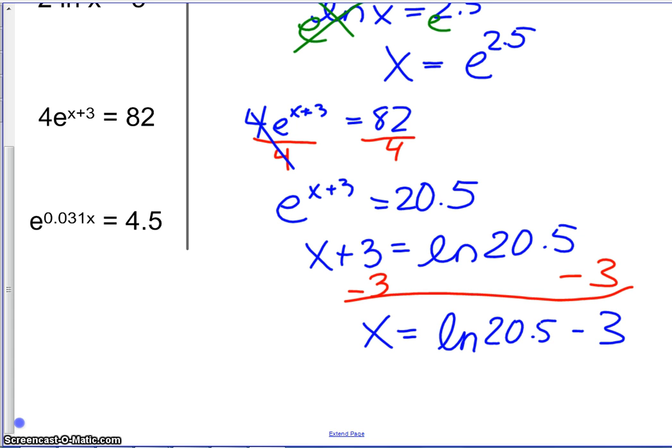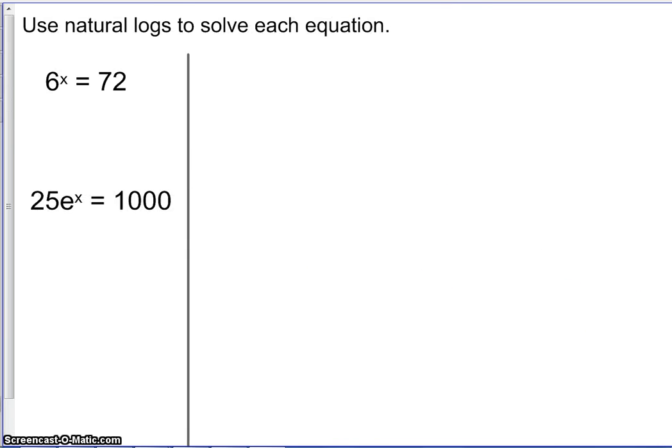Okay, and you can find an estimated answer to that, or you could leave it like that. So let's look at these. Let's do some natural logs to solve these equations. Well, in the first example, you might say, I already know how to solve this using logs.